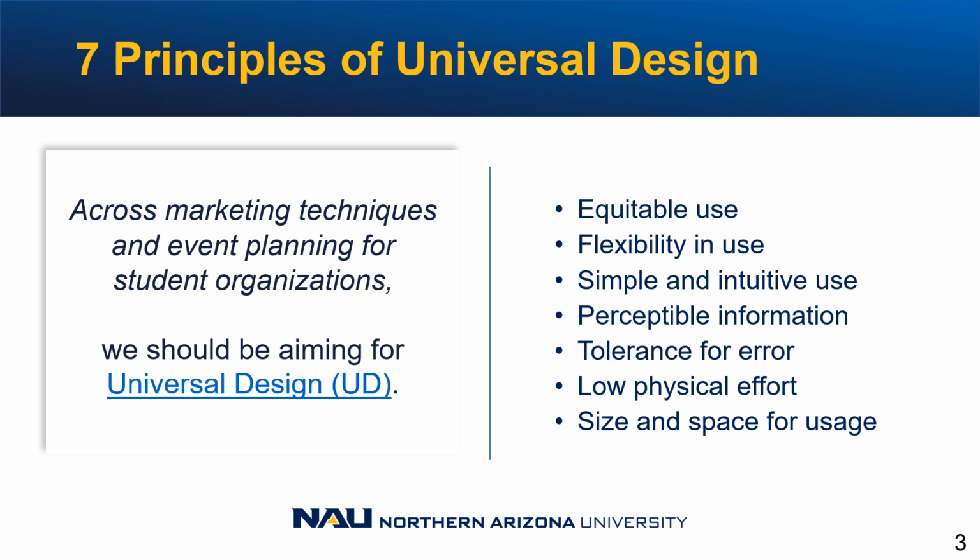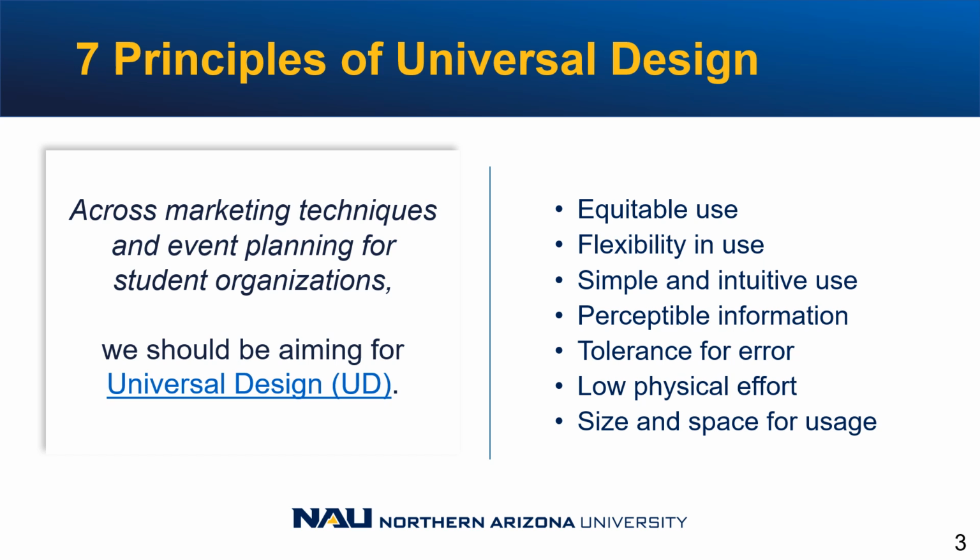And there are 7 principles of it. There's equitable use, so ensuring that all users can use, for example, the flyer or the online website. Flexibility in use, which allows users multiple methods of use, so for people who do need to make adaptations, they can do so. Simple and intuitive use, so essentially just not overly complex. Perceptible information, considering legibility, having pictures and verbal content and potentially even tactile content.